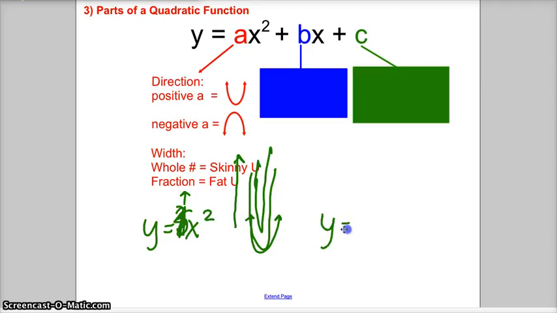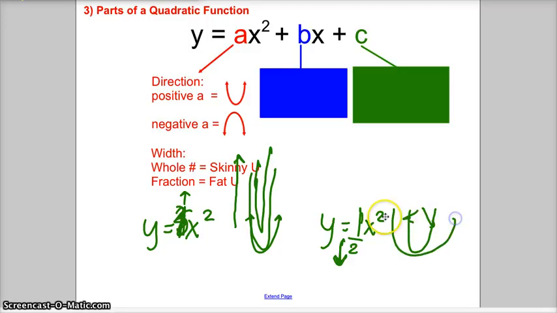If you were to take that standard equation, y equals 1x squared, and start making this into a fraction, the lower the number you create, and I'm not saying negative, I'm saying the smaller the number you create, that standard graph is getting pushed outward and is getting fatter and fatter and fatter.